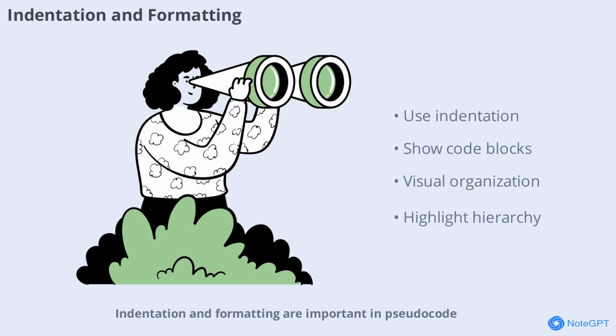Indentation and formatting are important in pseudocode. They help show the structure of your algorithm, making it easier to follow. Use indentation to indicate blocks of code, such as the body of loops or conditional statements. This visual organization helps readers understand the flow and hierarchy of your logic.